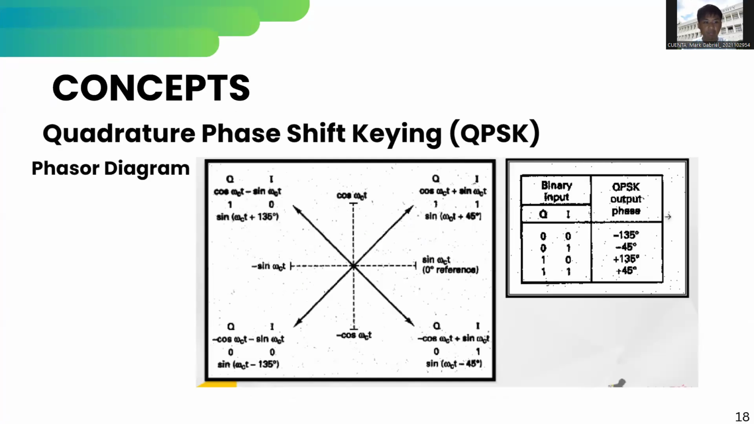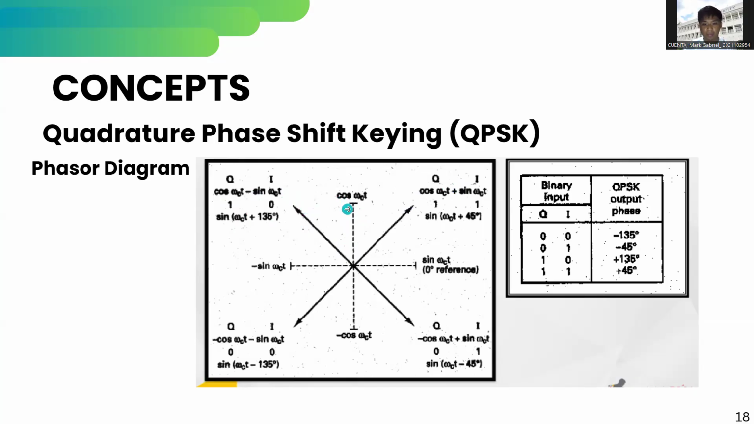Moving on to the concept for quadrature phase shift keying, this is the phasor diagram with binary inputs of 0 0, 0 1, 1 0, and 1 1. For the binary 0 0, we have a negative 135 degree, binary input of 0 1, a negative 45 degree, binary input of 1 0, a positive 135 degree, and binary input of 1 1, the positive 45-degree angle.